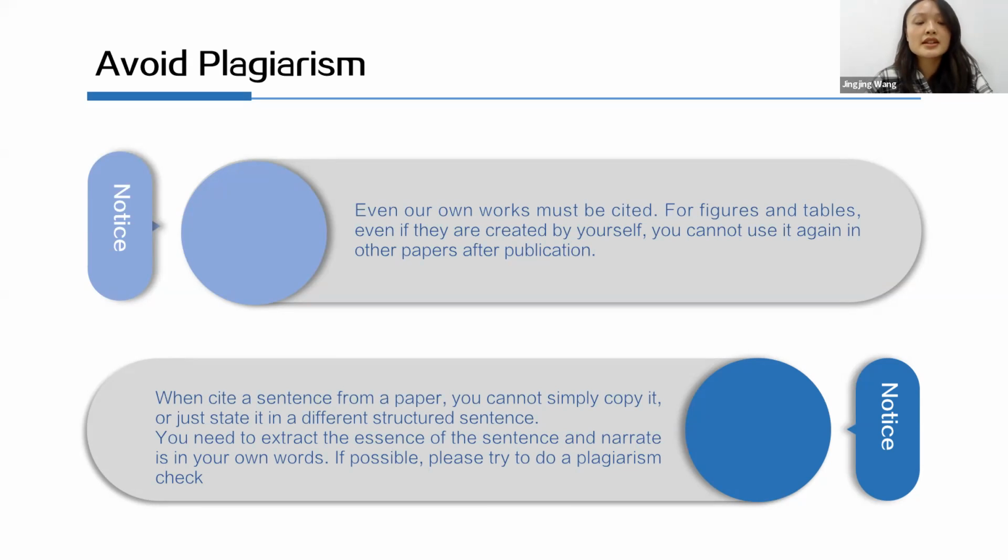When citing, don't copy the sentence, or just state it in a different sentence structure. What you need to do is to extract the essence of the sentence and narrate it in your own words. And if possible, please try to do a plagiarism check for your paper and avoid the repeated parts.